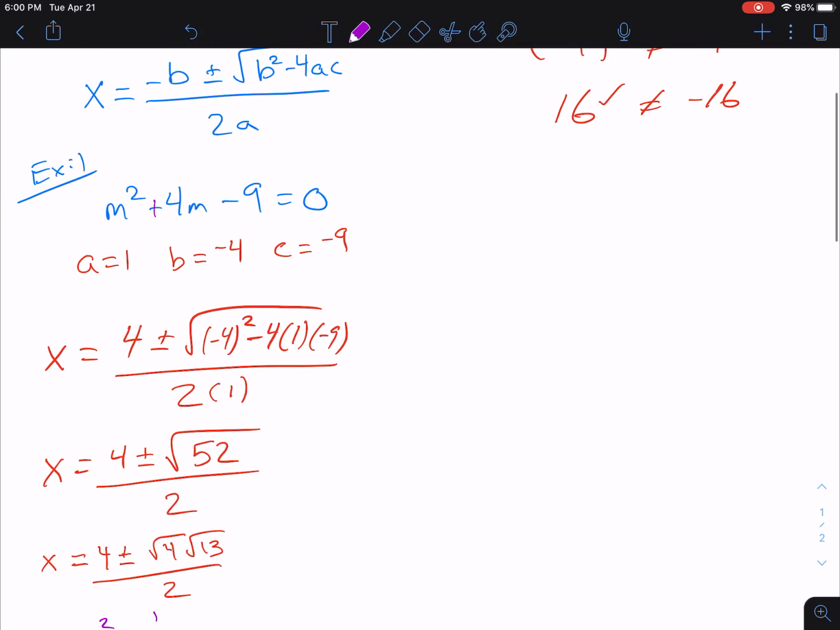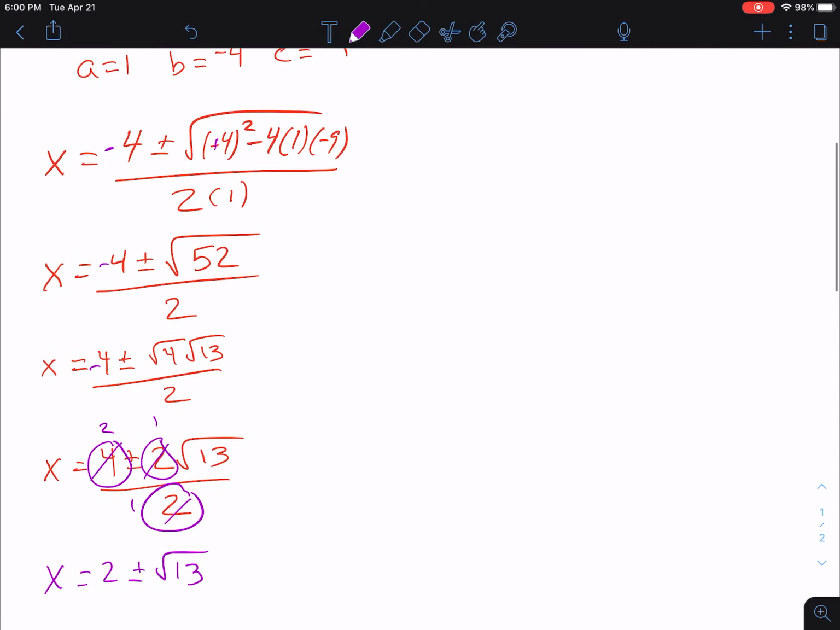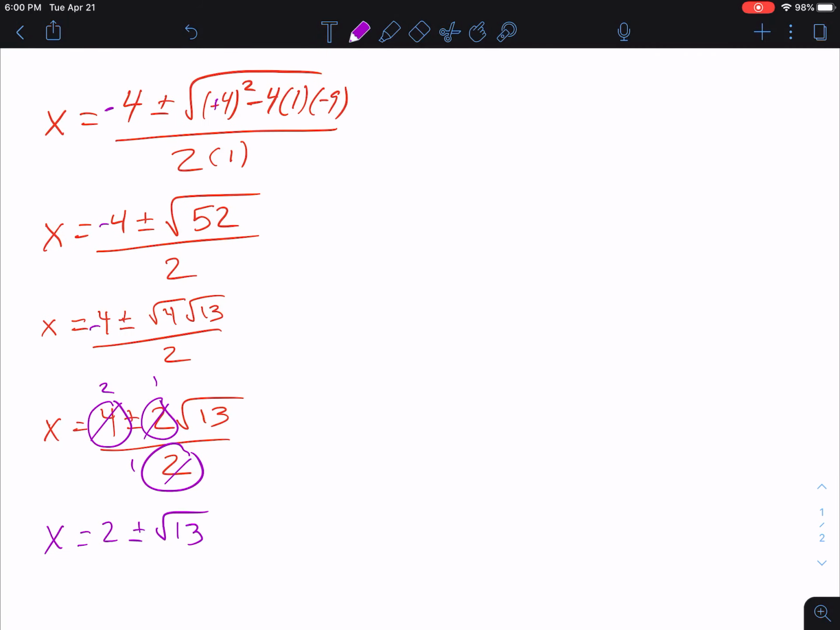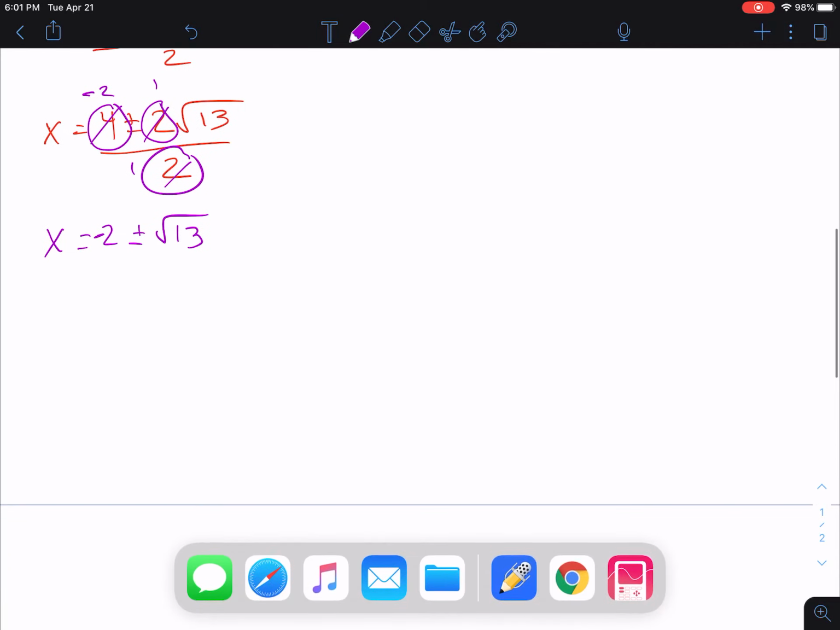Well, this will become a positive 4. Not going to matter too much. This will become a negative 4. And so this will become a negative 2. So let's try negative 2 plus or minus radical 13.